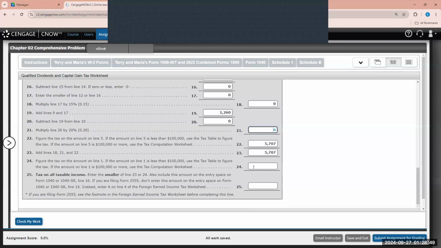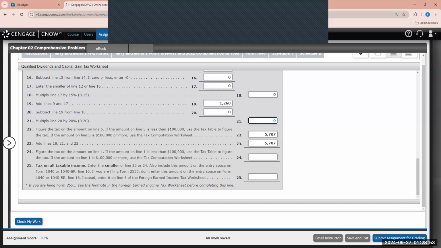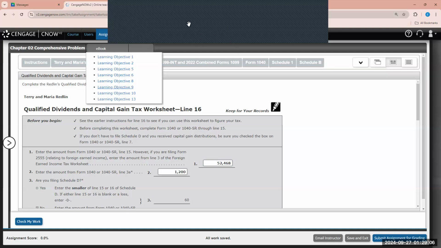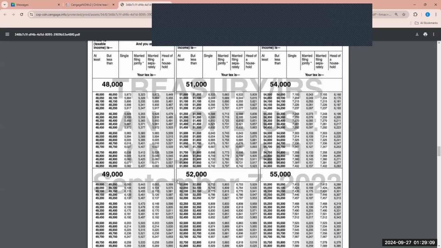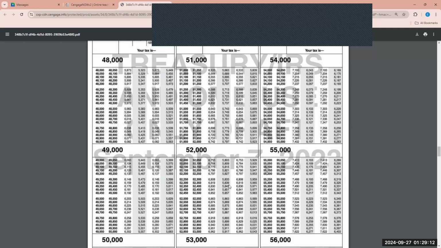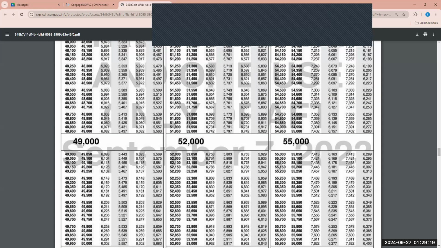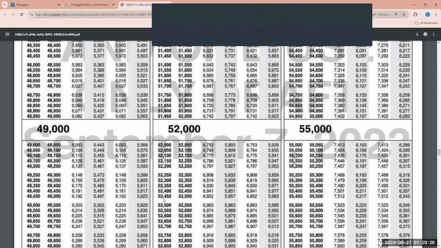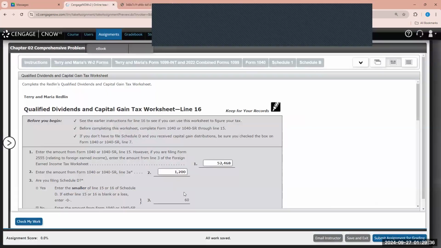So now for line 24, it asks to figure the tax on the amount on line 1. On line 1, we see that the total amount reported here, which is the taxable income, will be $52,468. So here we have the chart. If we're at $52,468, we would fall between this bracket, at least 52,450 but less than 52,500. So therefore, the tax liability would be $5,857.